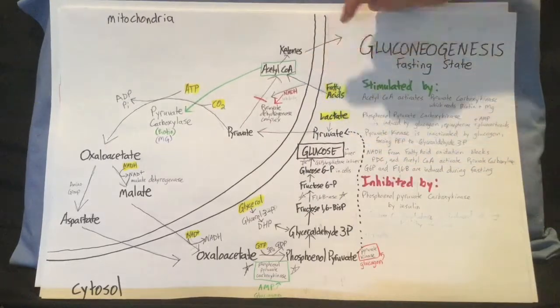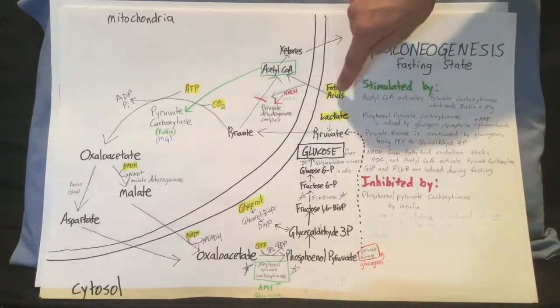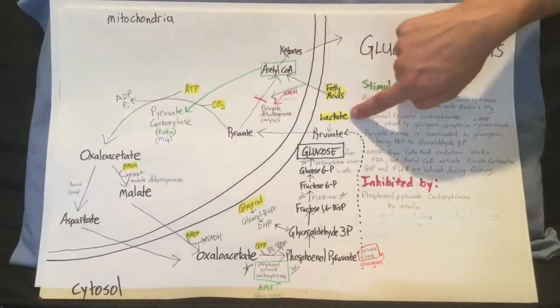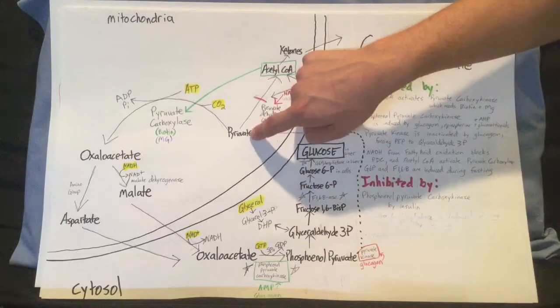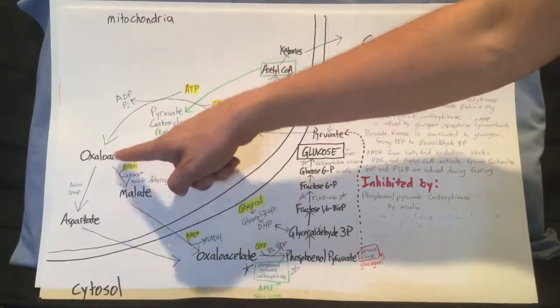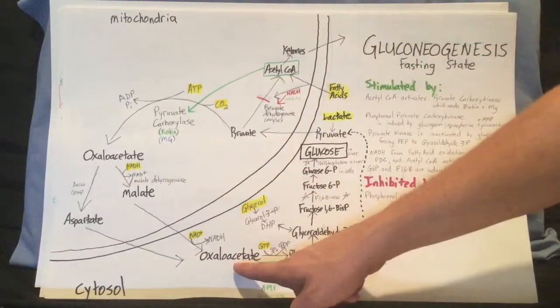So, this is a lot. Fatty acids, from the fatty acid breakdown, which is happening in the fasting state, we get acetyl-CoA. Acetyl-CoA then activates this step. So we've got some pyruvate, which can come from lactate, into the mitochondria. Pyruvate carboxylase will convert this to oxaloacetate. Oxaloacetate cannot leave the mitochondria. It becomes aspartate and malate. They leave and re-become oxaloacetate.